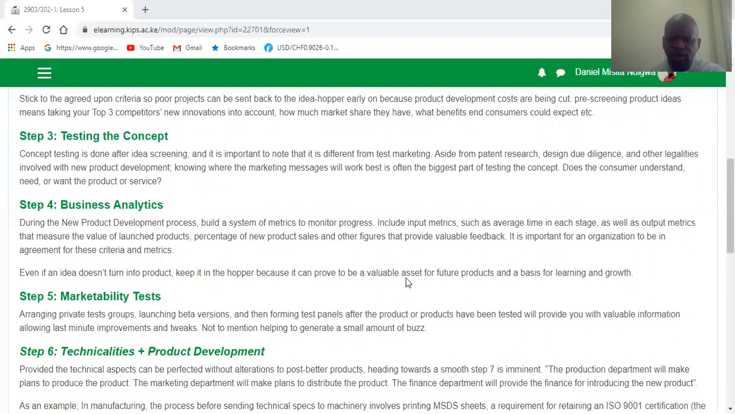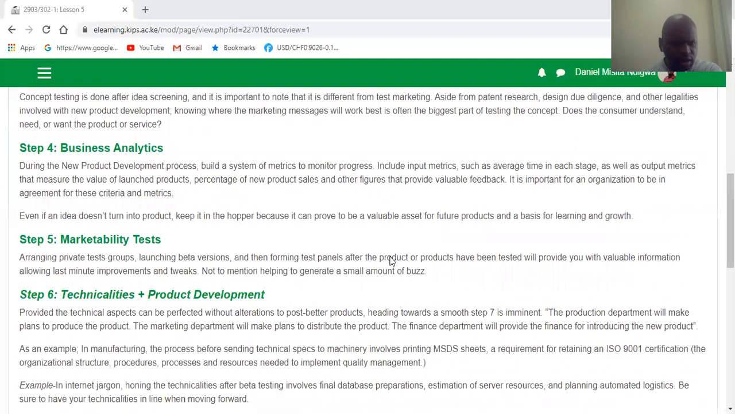And this includes input metrics, such as ensuring you have an average time in each stage. And you also do what is called an output matrix and ensure that all the measures are in place to ensure the product is able to be launched. And you also need to get or provide valuable feedback that will enable you either to understand the product.